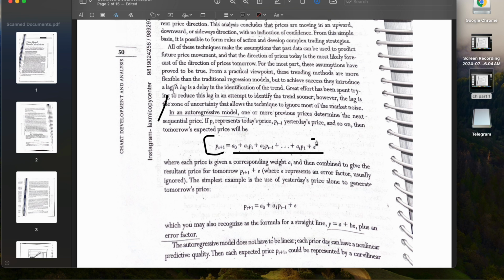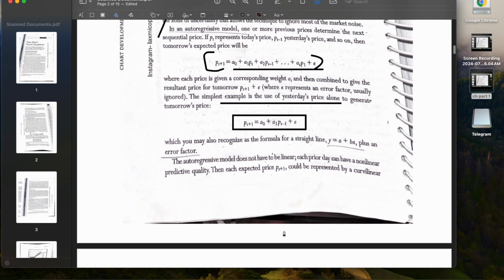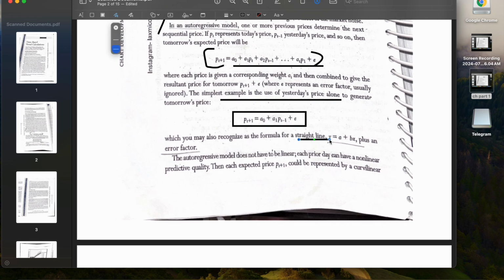And what exactly is E? Since we have discussed that we can never really be 100% sure about what the price will be tomorrow, we need to consider the error factor in it. So that is why we have E. The simplest example is this: PT plus 1, which is tomorrow's price, and we have A0, which is the weight, A1 and P, yesterday's price, plus the error factor. And what is the formula of a straight line? It's y is equal to A plus BX. This is the standard notation in which a straight line is usually written, right?